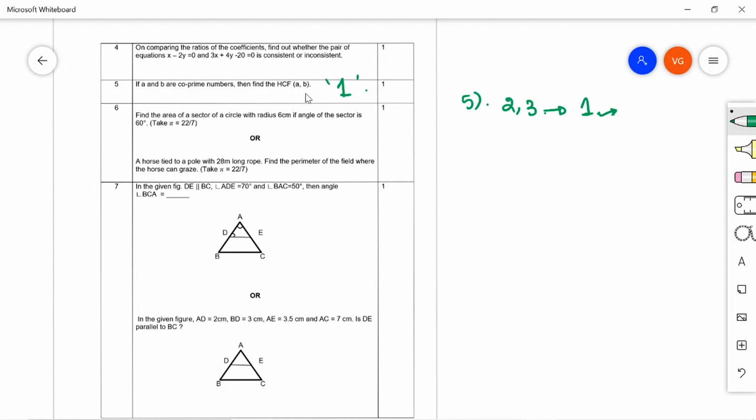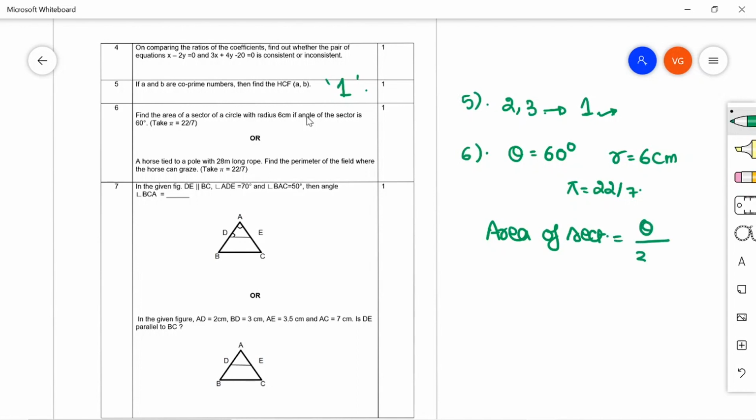Then coming to the sixth question, find the area of the sector of a circle with radius 6 centimeter if the angle of the sector is 60 degrees. Again you are given an internal choice. Let us see the first question here. This is a direct formula only. You are given theta is equal to 60 degrees and radius is 6 centimeter, and they have told you to take pi is equal to 22 by 7. Now they are asking you to find the area of the sector. So area of sector is theta by 360 into pi r square.